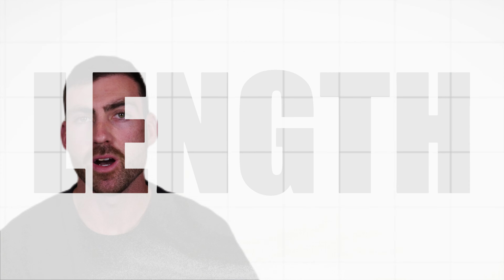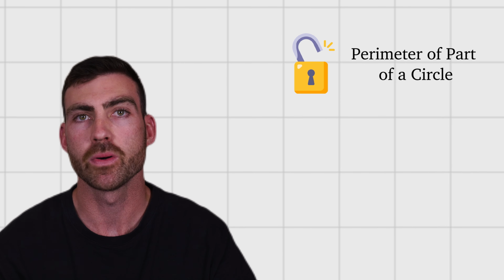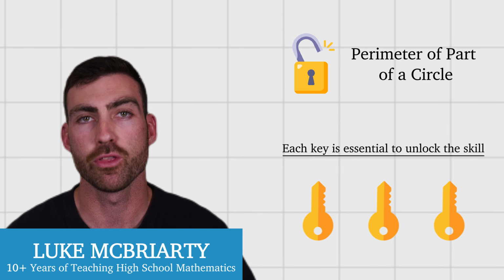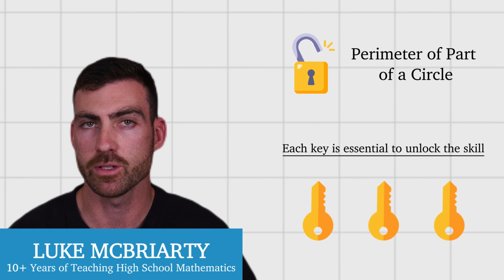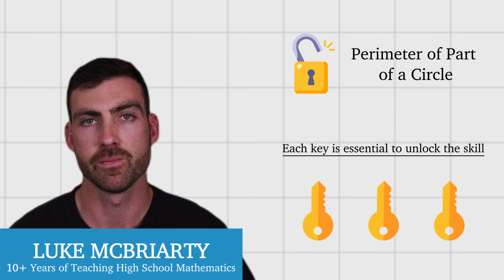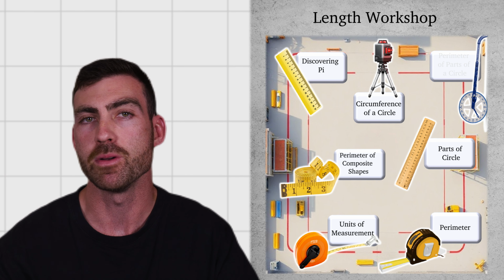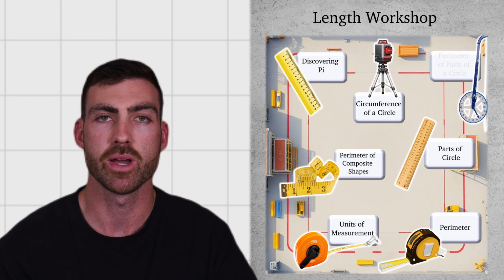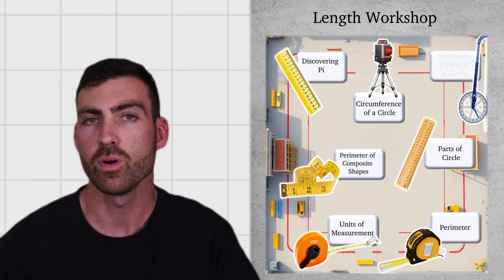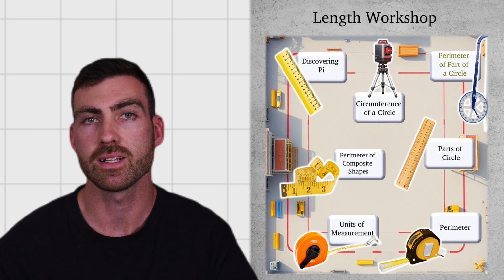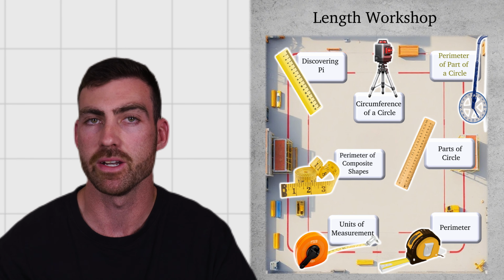In this video, I'll help you unlock the math skill, perimeter of part of a circle. My secret is showing you 3 keys that break down the critical information on this skill. We're exploring the length workshop, where every measuring instrument unlocks a new math skill. We've already covered these foundational lessons, and now we're tackling the lesson, perimeter of part of a circle.